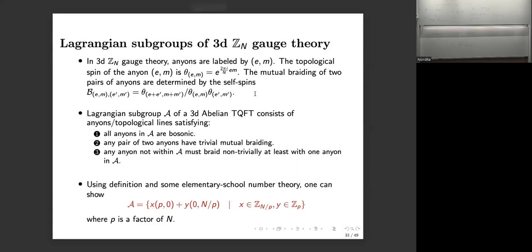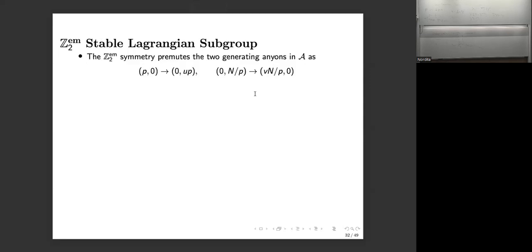Okay, so one can explicitly solve these conditions and find that the Lagrangian subgroup is parameterized by a number p, where p is a factor of n. So namely n over p must be an integer. So the Lagrangian subgroup is generated by two anyons, (p, 0) and (0, n/p). And you can take arbitrary combinations. So this is the Lagrangian subgroup. And then we have to determine when the Lagrangian subgroup is Z2 stable.